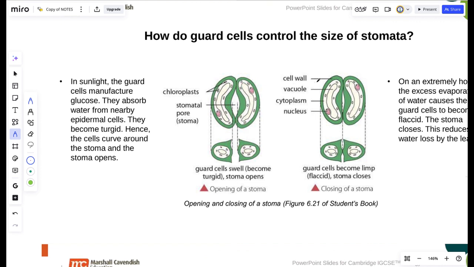And we say the guard cells have the cell wall, the large vacuole, the cytoplasm, and the nucleus. Okay, because it's a plant cell, it's a part of a plant cell.